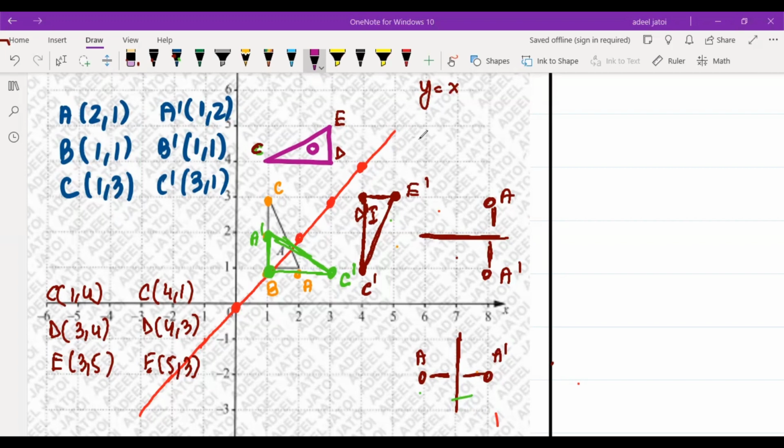Your 1 and 3 will become 3 and 1, your 4 and 5 will become 5 and 4, your 7 and 9 will become 9 and 7, your 10 and 10 will become 10 and 10, because that 10 and 10 will be on the reflection line itself. So the coordinate on the reflection line does not change, it remains the same. But if the distance of the object is taken into consideration from the reflection line, then the image distance will also be taken into consideration from the reflection line. So this was particularly reflection in y is equal to x.